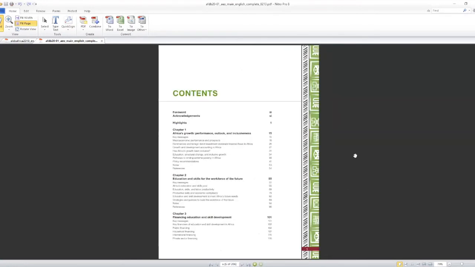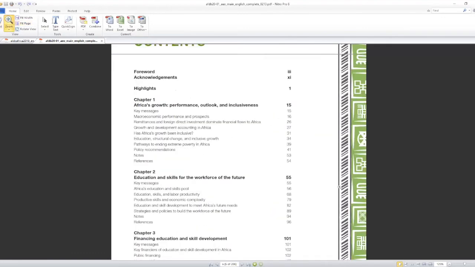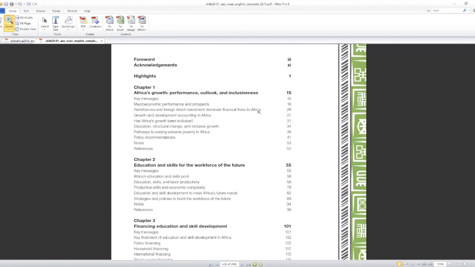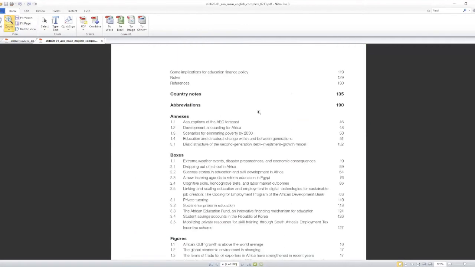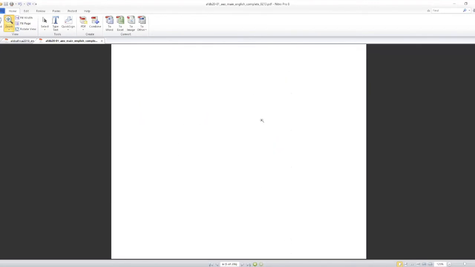Okay, great. So they are covering issues about Africa's growth in terms of performance, the outlook, and inclusiveness. They're looking at everything from the macroeconomic performance and prospects in Africa to remittances and foreign direct investments in terms of financial flows to Africa, the growth potential of Africa, pathways to ending poverty, policy recommendations. They are also talking about education and skills for the workforce of the future in Africa, as well as financial education and skills development. And this report comes out every year.